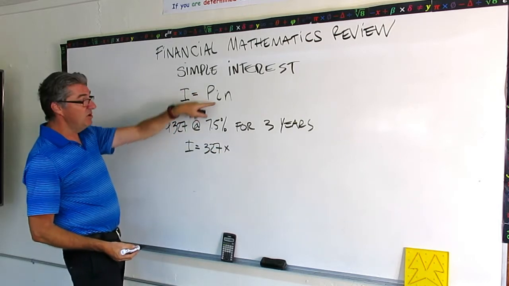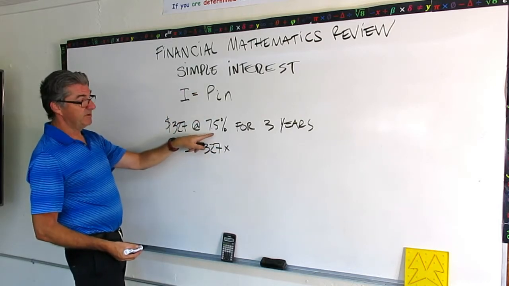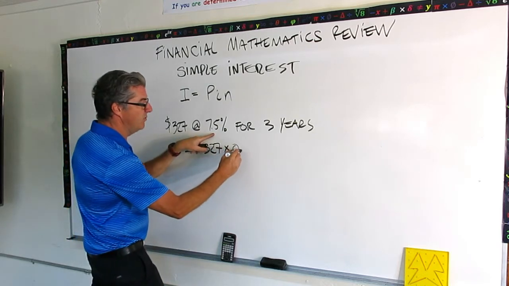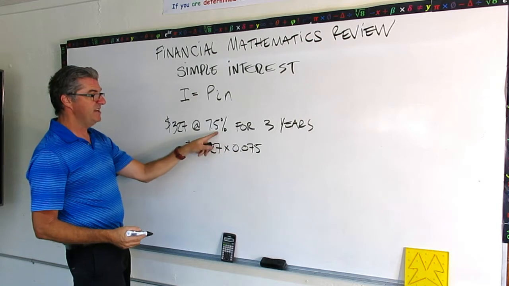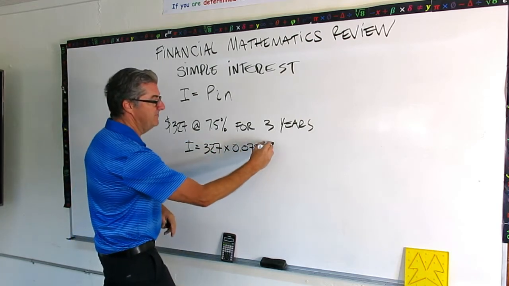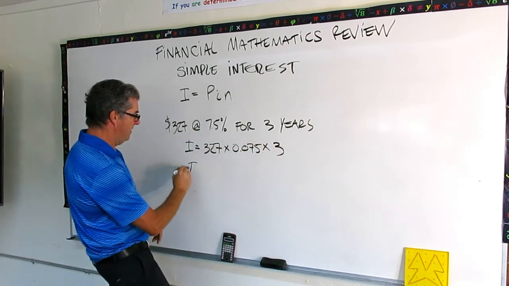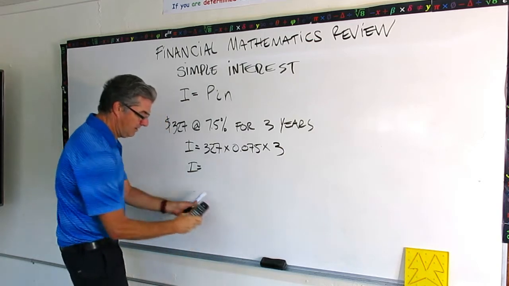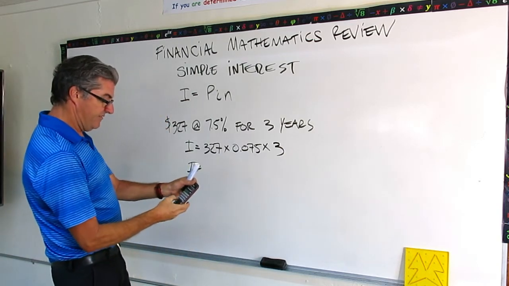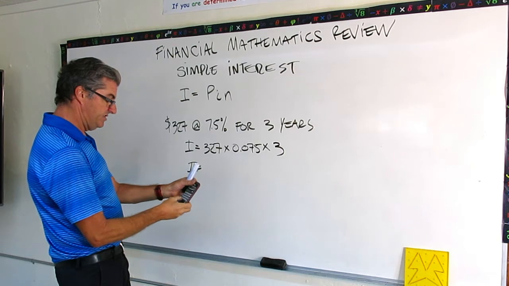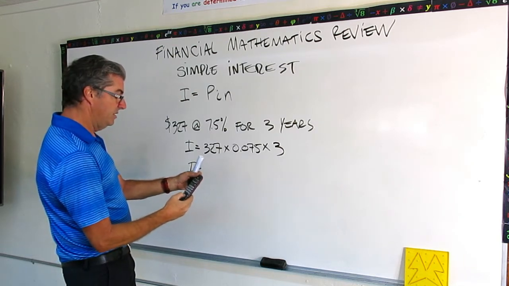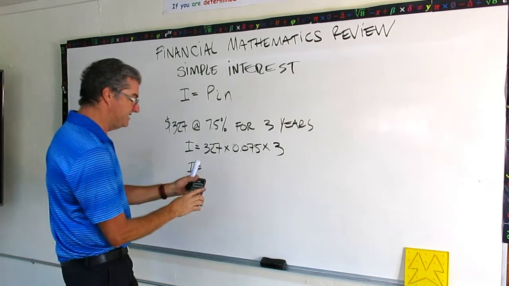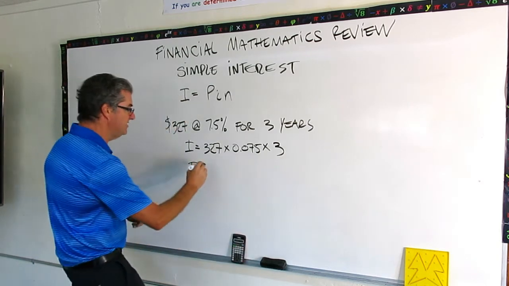So, I is going to equal principal 327 times our interest rate as a decimal. This is not a decimal, this is a percentage, so that turns into 0.075. That's the decimalized version of that interest rate times 3. Let's see what we get. 327 times 0.075 times 3 equals 73.58.